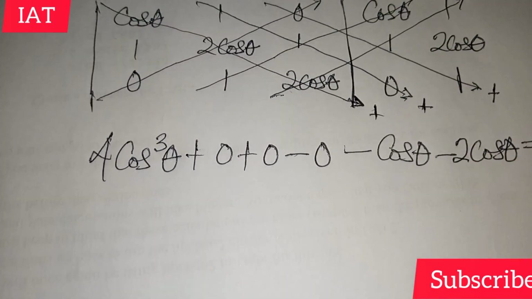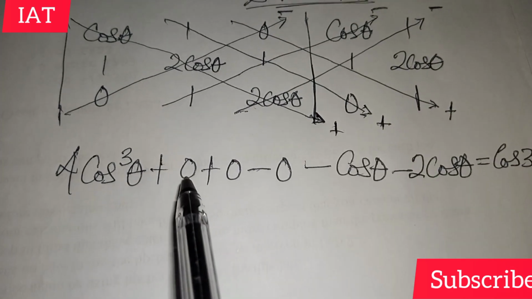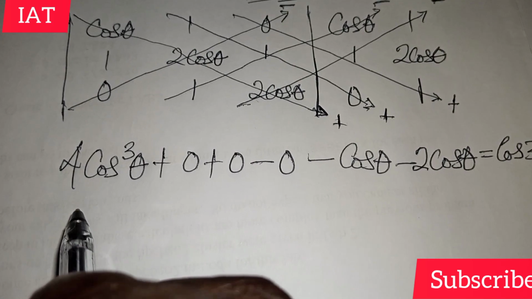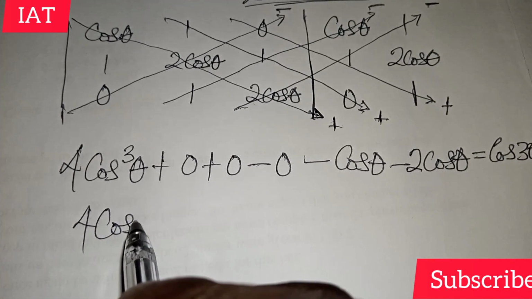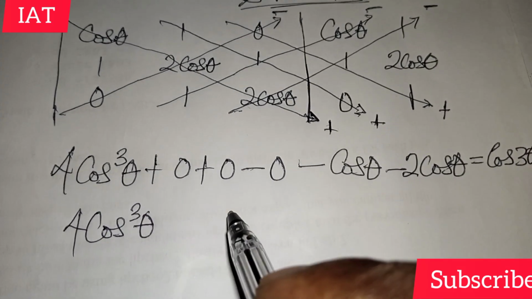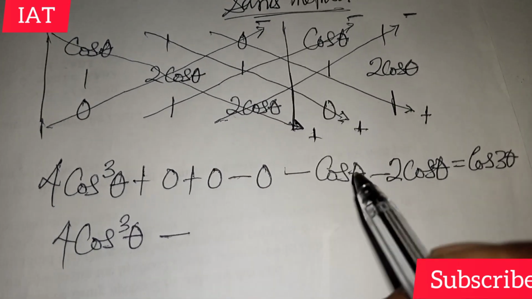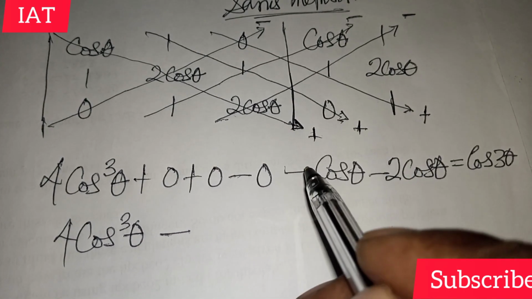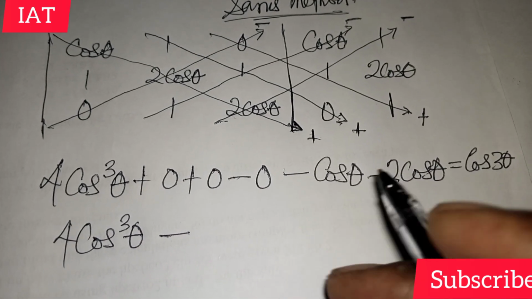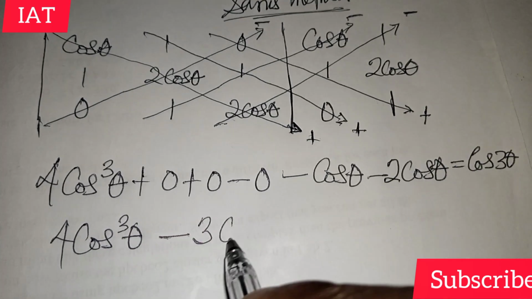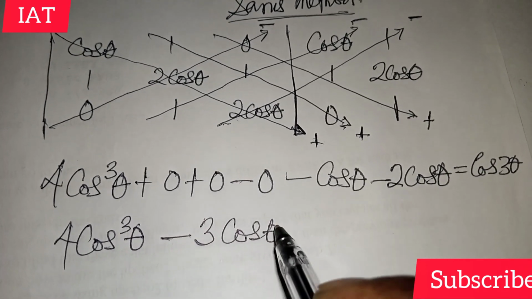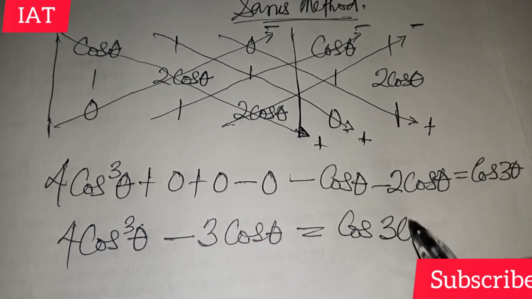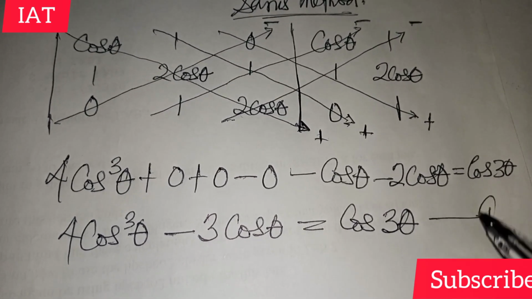So let's simplify this. Of course, 0 plus 0 minus 0, that cancels out. What is left is 4 cos cube theta minus cos theta minus 2 cos theta, that will add up to give minus 3 cos theta, right? And the whole of this will be equal to cos 3 theta. So let's make this equation 1.